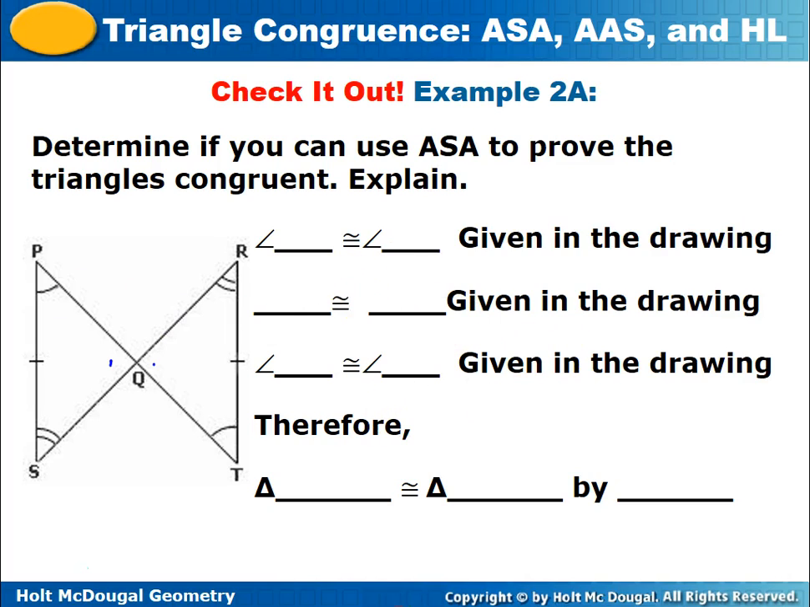So here we should be able to say that P is congruent with T. And we have the side PS, which is congruent with TR. And then we have angle S is congruent with angle R. So here again, what do we have? We have a pair of angles, a pair of sides, and a pair of angles. So we can prove that these 2 triangles are congruent by angle side angle.